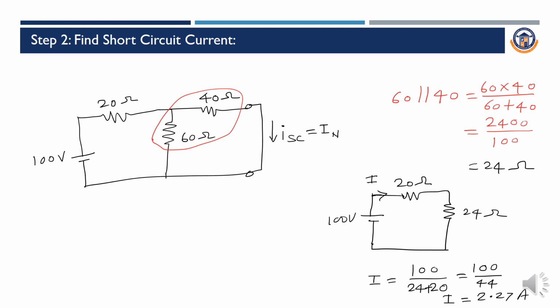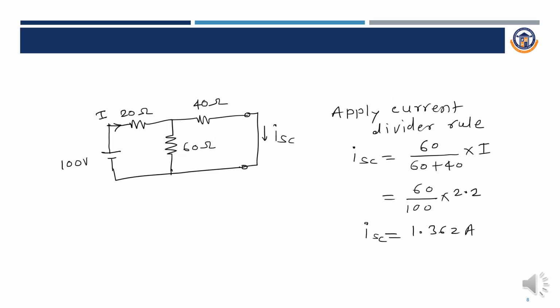But here we have to find the short circuit current, that is ISC or IN, which is flowing in the load resistor RL. Further, as I have already told, we have to use the current divider technique. Here we know the value of I, that is flowing in the 20 ohm resistor. In this place we have the value of current. This will be considered as a current source, and that current is divided between the 40 ohm and 60 ohm.